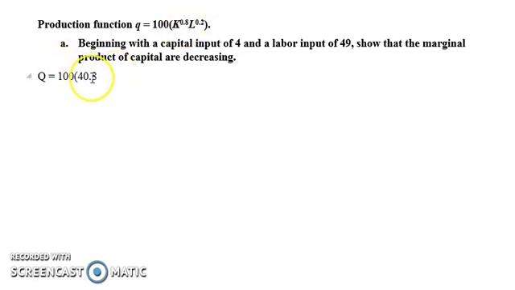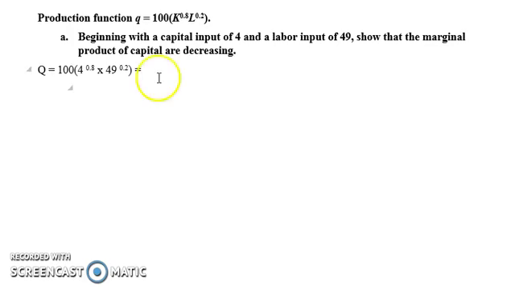0.8 multiplied with labor. In this case, labor is 49 to the power 0.2. Okay, so first let's just put that in and see what values we get. What's the answer? Let's get our calculator. So we get an answer of 660.22.